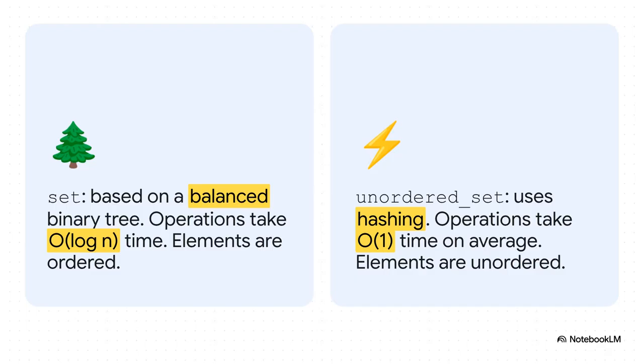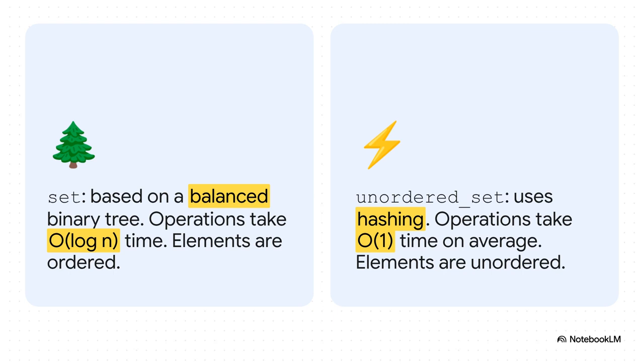Yes or no? Now, this is where it gets interesting, because you actually have two flavors of sets. This is a really fundamental trade-off you're going to see again and again. On the left, you have the standard set. Under the hood, it's using something called a balanced binary tree, which is just a fancy way of saying it keeps all your stuff sorted all the time. The lookup speed is O(log n).